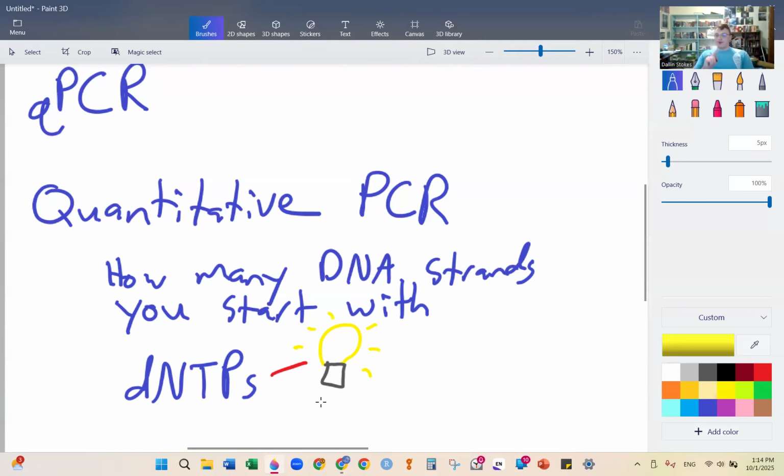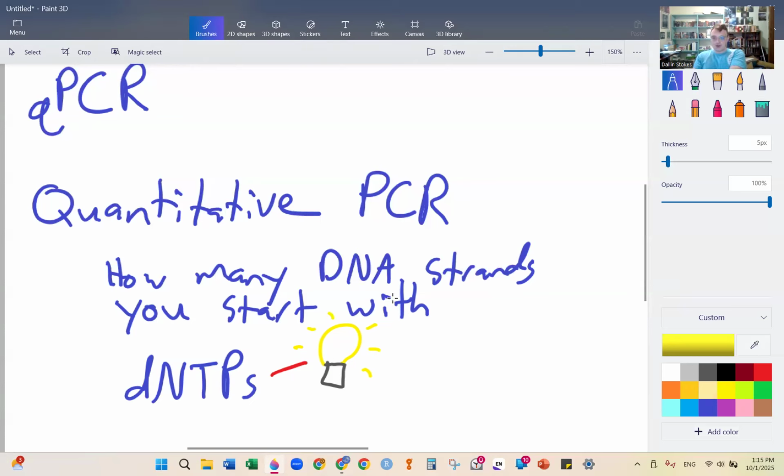So that's helpful because that means the brighter your PCR tube gets, the more copies of DNA you have, right? Because we're incorporating more light bulbs into the DNA strands we're building. The more copies of DNA we get, the more the DNA will glow. So the brighter it gets, the more copies of DNA you have in the tube.